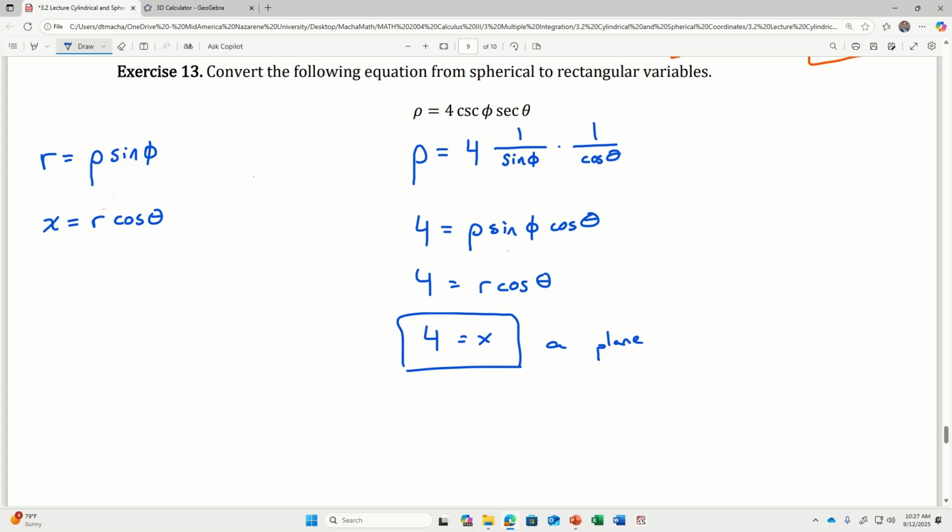And it's funny because it's not 100% clear looking at the original equation, rho equals 4 cosine phi secant theta, that this would be a plane in space. But once you work with it and rearrange it, now we see that it has to be a plane.